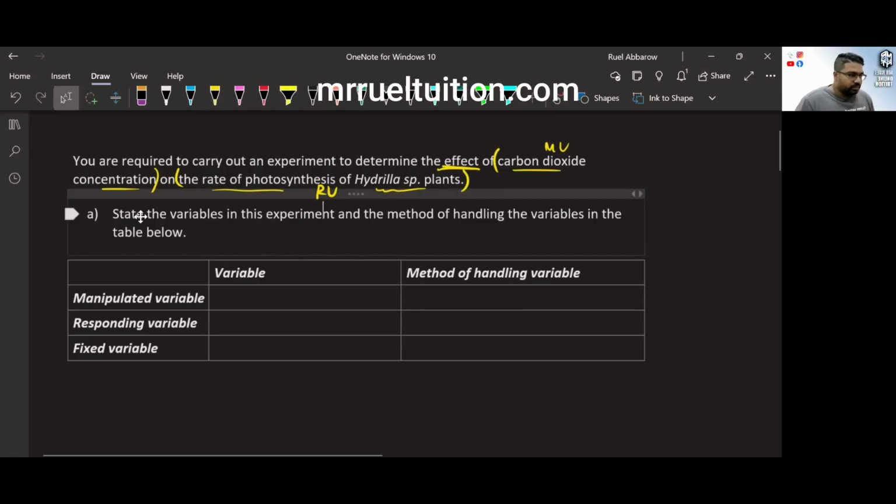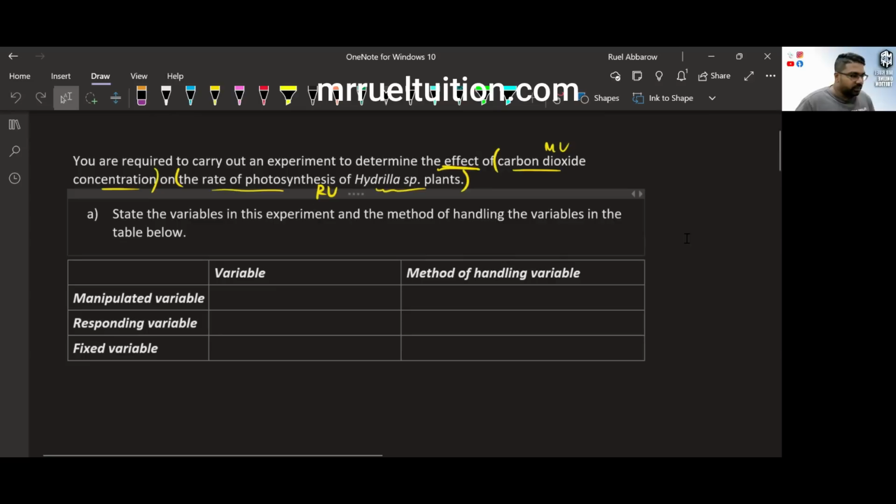Okay. Now, first one, state the variables in this experiment and the method of handling the variables in the table below. So you will notice from the many trial papers that are available for this year that for bio specifically, there's lots of questions on method of handling variable. All right. So in this video, I've prepared some sample answers for you guys to follow. Unfortunately, we don't really have mark schemes that have the complete method of handling variables, all the variables. So this is my sample answer.